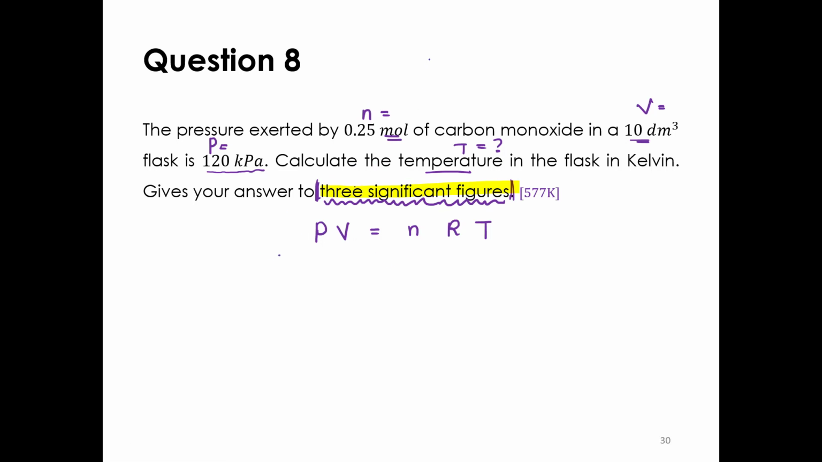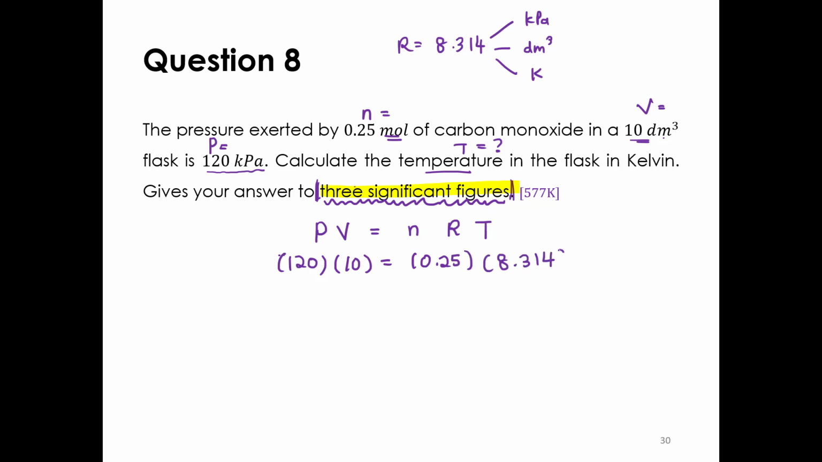So R is 8.314. I'll be repeating this many times so that it's stuck in your mind. Pressure in kilopascal, volume in decimeter cube, temperature in Kelvin. Pressure is 120 kilopascal, so no conversion is needed. Volume is in decimeter cube, no conversion needed. Number of moles is 0.25, no conversion needed. R is 8.314, and the temperature that I get will be in the unit of Kelvin.